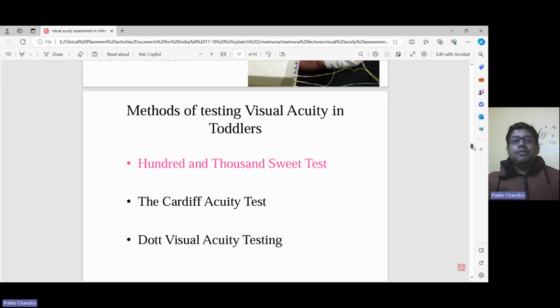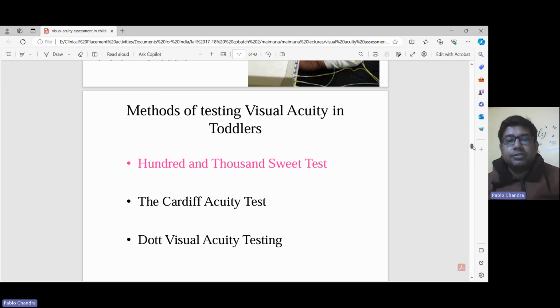Now in the next section, we will discuss methods of testing visual acuity in toddlers. Toddlers means those who can walk a little bit. Now we were talking about absolute infants. Now the child has grown up, and he or she is in the toddler group. So in the toddler group, we will talk about visual acuity for the children who have started walking.